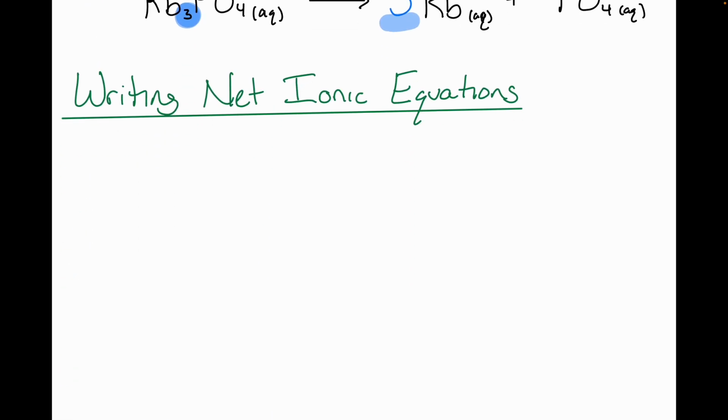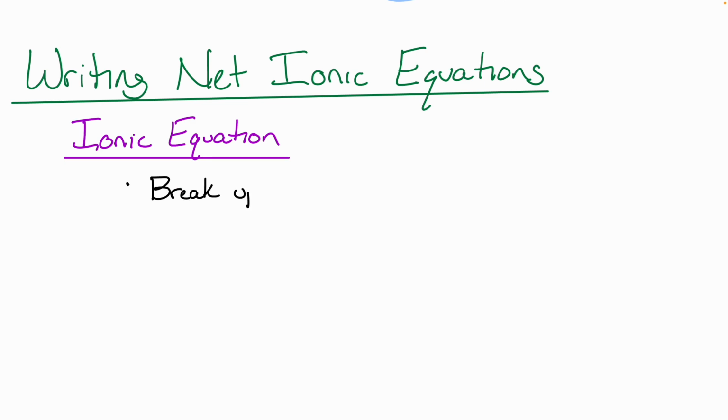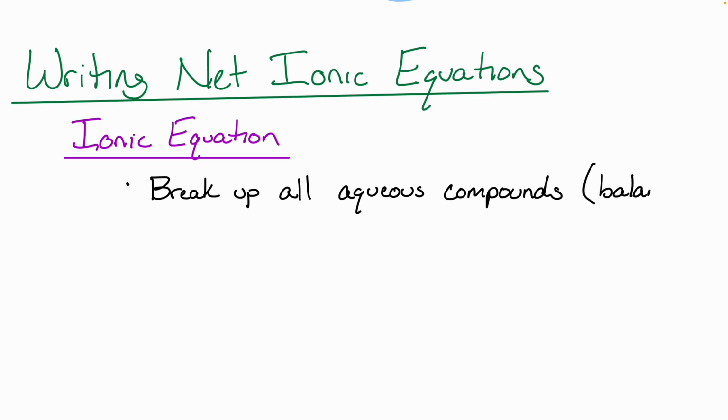All right, so for writing net ionic equations, again, step 1 is actually to first write your ionic equation. All right, so how do we do that? We're going to break up all aqueous compounds. All right, we want to make a note that we have to do so in a balanced way into cations and anions.